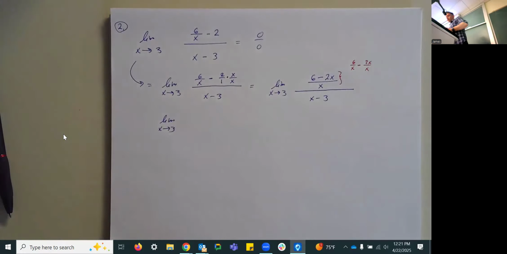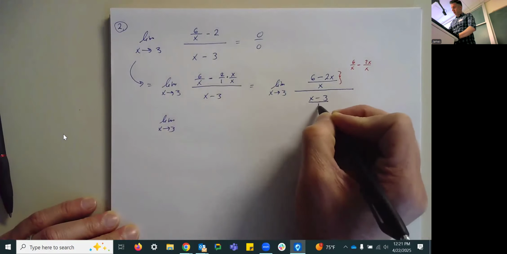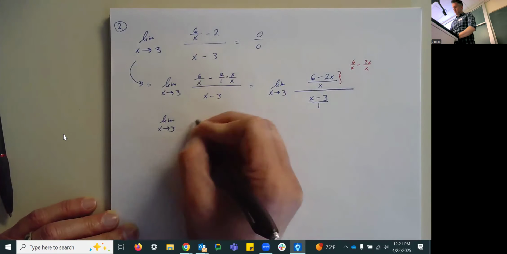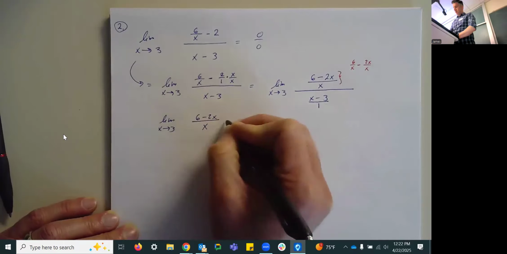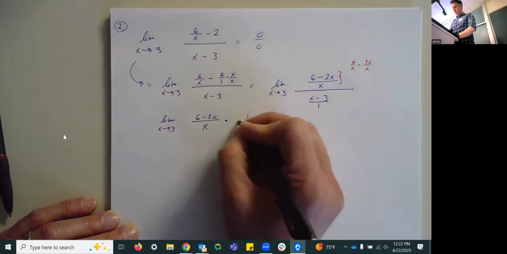So whenever you have something divided by something else, that's the same as multiplying by a reciprocal, right? 10 divided by 5, which is 2, is the same as 10 multiplied by 1/5, which is also 2. So instead of saying we're dividing by x minus 3 over 1, we're going to multiply by 1 over x minus 3. So we're going to write this as the limit as x approaches 3 of 6 minus 2x over x multiplied by the reciprocal of x minus 3 over 1, which is 1 over x minus 3.